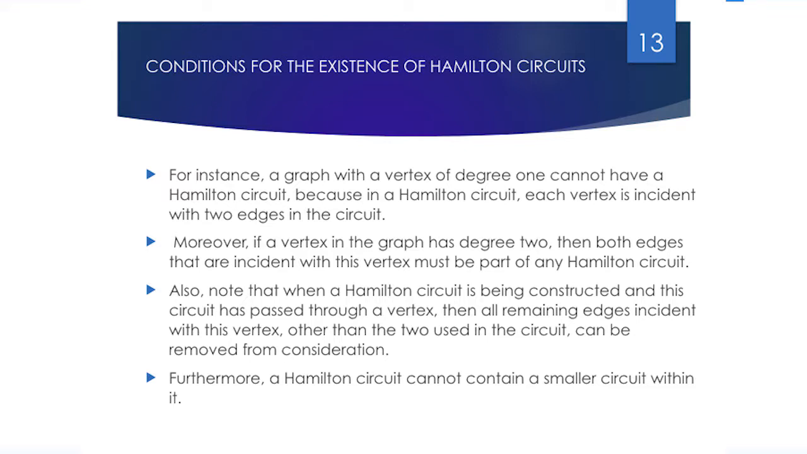Also note that when a Hamilton circuit is being constructed and this circuit has passed through a vertex, then all remaining edges incident with this vertex, other than the two used in the circuit, can be removed from consideration. Furthermore, a Hamilton circuit cannot contain a smaller circuit within it.